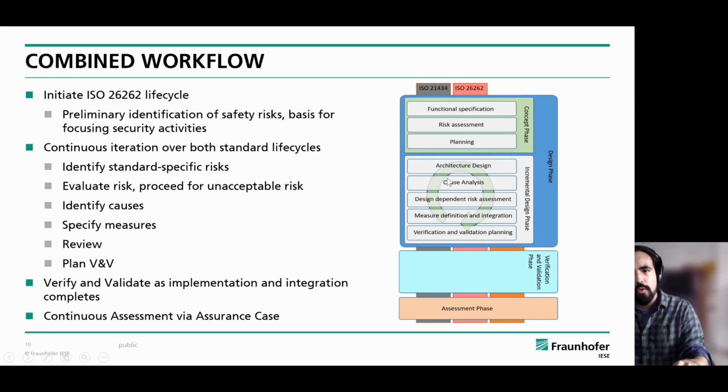And for the rest of the system, we can continue with an iterative cycle of architecture design and implementation and verification, and coming back and reiterating where needed. And the final objective would be to eventually arrive at the point where we can have a continuous assessment via a continuous assurance case. But that's a bit looking forward in the future.